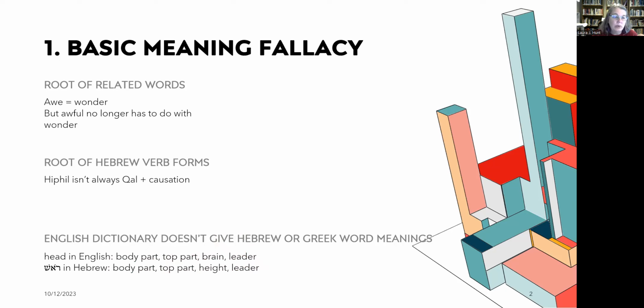Now, the Hebrew word that we translate head is rosh. And in Hebrew, rosh can mean this. It can mean the top of something. It can mean the height of something. And it can also mean a leader. But notice that it doesn't mean brain. The ancient people thought about our bodies very differently, and they didn't all think that thinking happened in the brain, in the head.